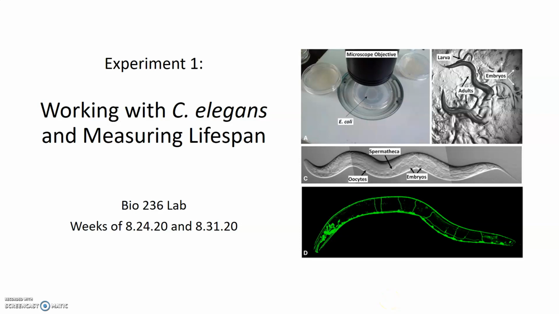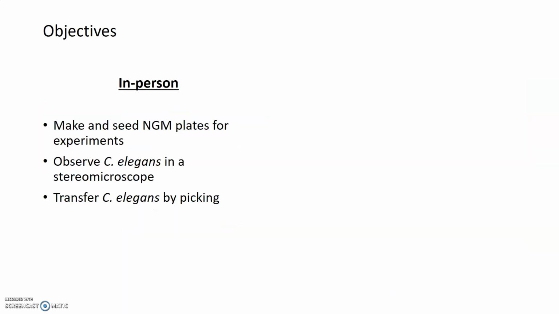So this is the pre-lab lecture for Experiment 1 for Bio 236 lab, and it contains information pertaining to both the in-person lab as well as the online one. So there are some slightly different objectives for the in-person and online labs, but they are related to each other.